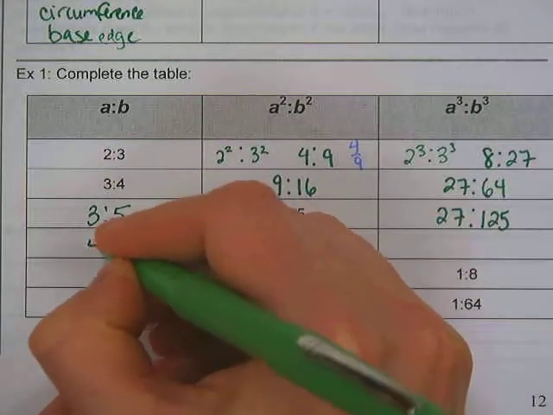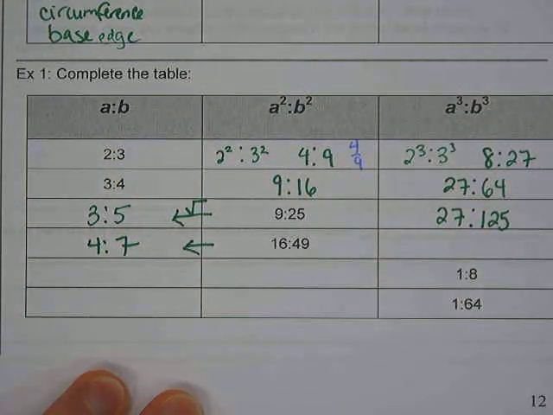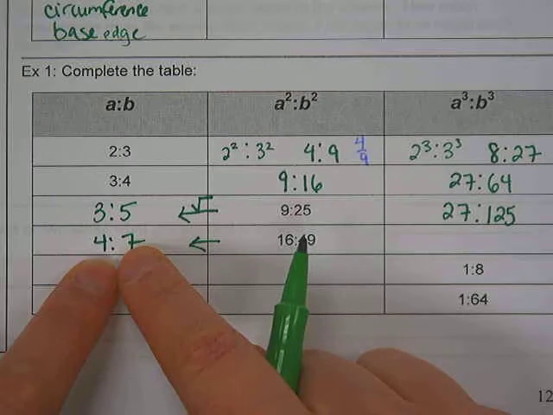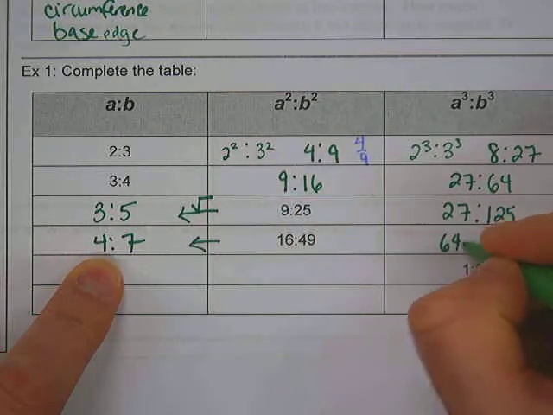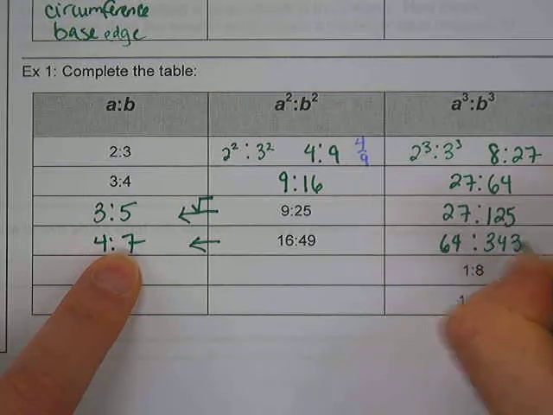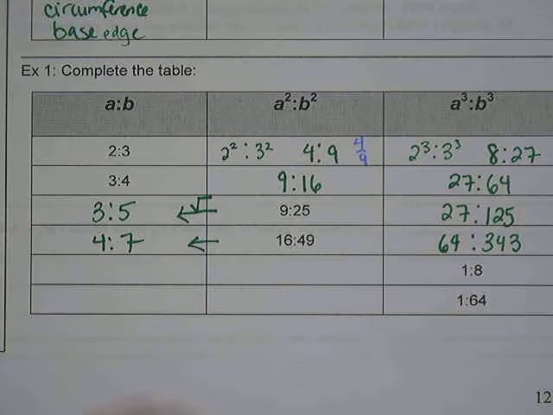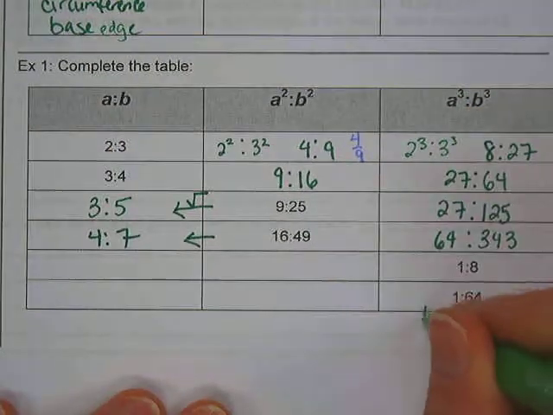Hopefully right now you're resuming the video. And when I go in this direction, again, I'm going to take the square root of the 16 and the 49. So that gives us a ratio of 4 to 7. Now I'm going to take these two numbers and cube them. So 4 to the third power is 64. 7 to the third power is 343.